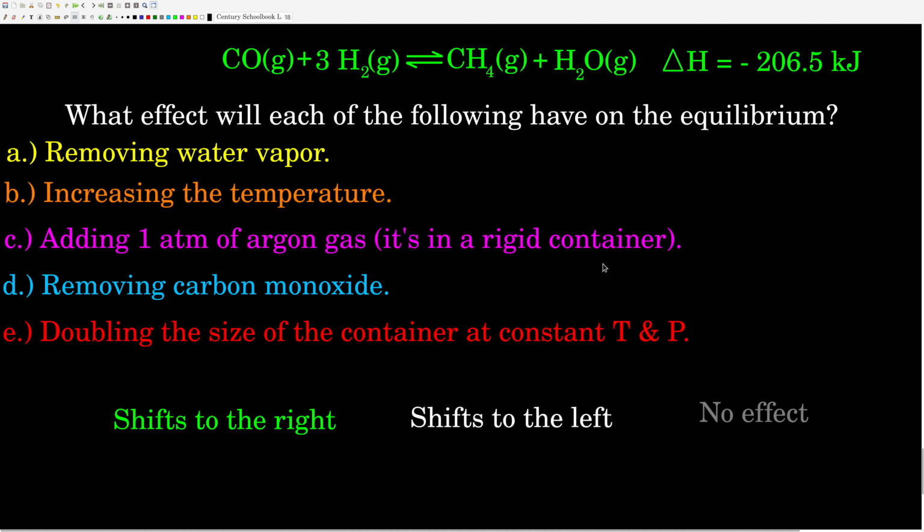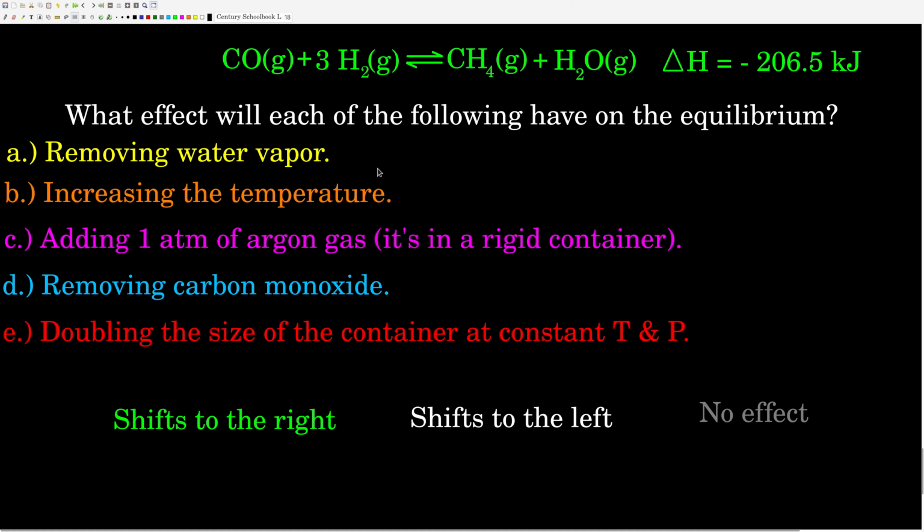So here we go. For this equilibrium, carbon monoxide reacting with hydrogen to make methane and water, there's delta H. We want to know what the effect of each of the following will have on the equilibrium. So why don't you guys figure this out real quick, and when you get answers, come on back.